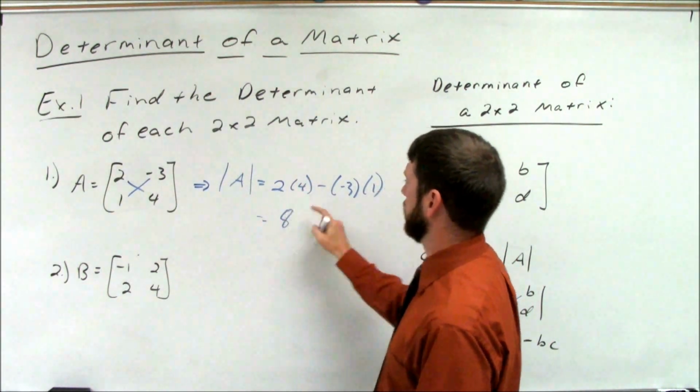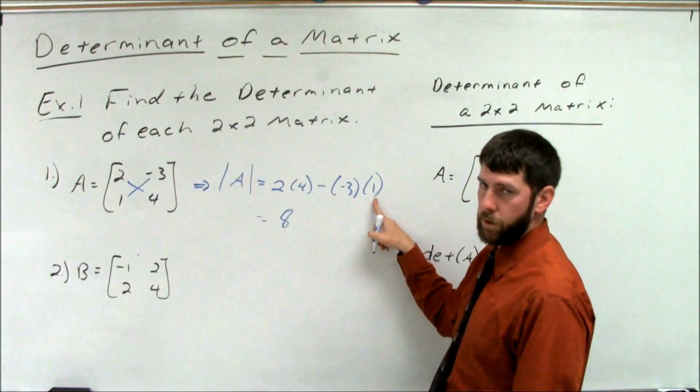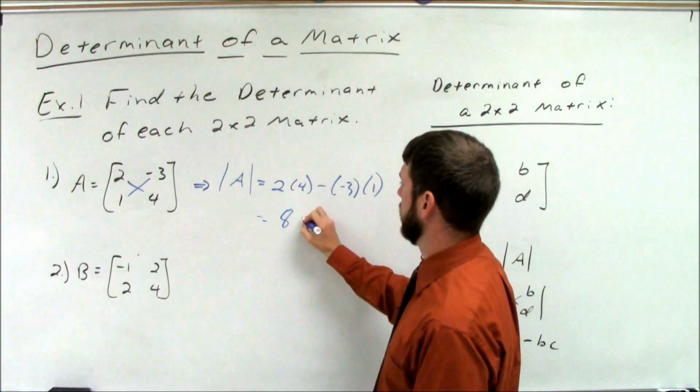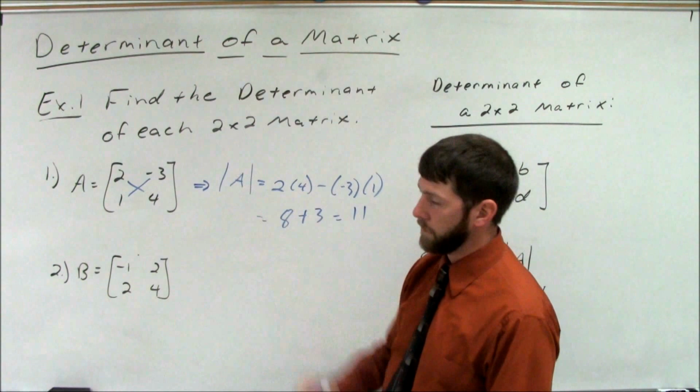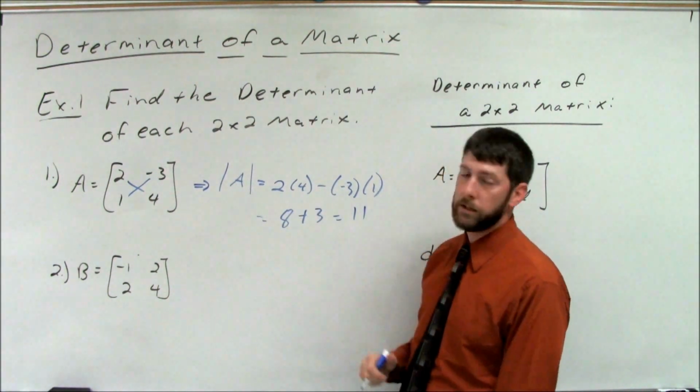2 times 4 is 8. Negative 3 and 1 is negative 3. So 8 minus a negative 3 is plus 3. So the determinant of matrix A is 11.